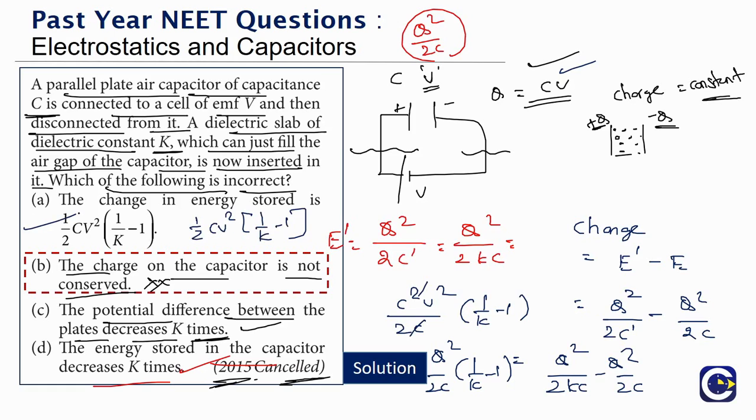So what is it? The option A is also true. The change in energy is what? Half CV square into 1 by K minus 1. So A is true, C is true, D is true. What is the one that is incorrect? It is option B.